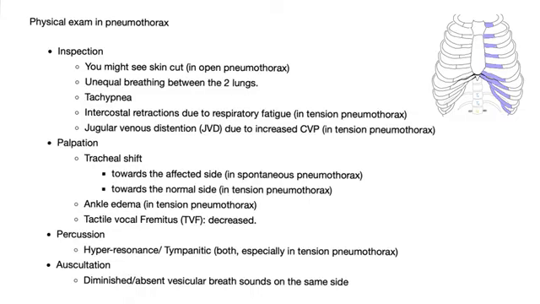Let's talk about physical exam in pneumothorax. First, we start with inspection. Let's look at the patient. You might see a skin cut, especially if it's open or tension pneumothorax. Unequal breathing between the two lungs. So here is the patient. You put your hands like this on the chest, and the other hand like this. You're trying to feel the right side and the left side of the lung, and you look at the elevation. Ask the patient, please breathe in, and then the breathing is not equal on both sides. That's where you try to suspect one of those lungs is not normal.